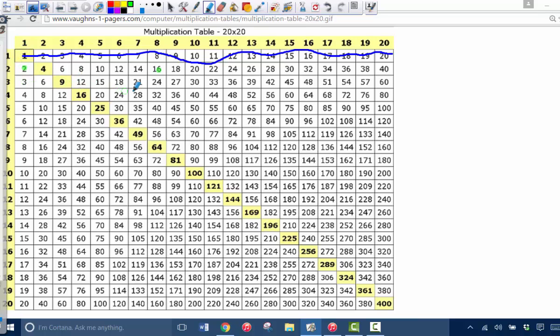Do I have a 2 and 16 in this row? No. Do I have a 2 and a 16 in this row? I have a 16, but no 2. Do I have a 2 and 16 in this row? No. Do I have a 2 and 16 in this row?